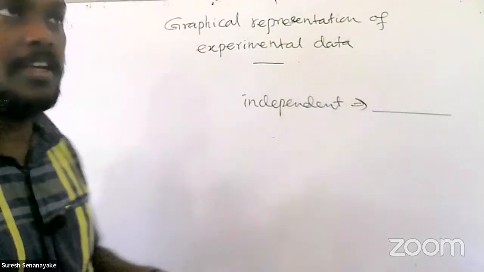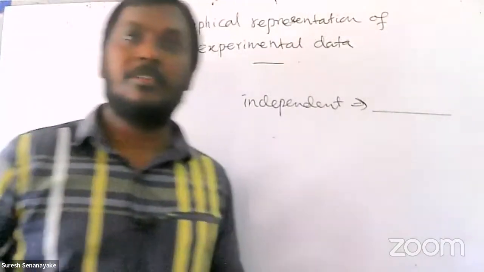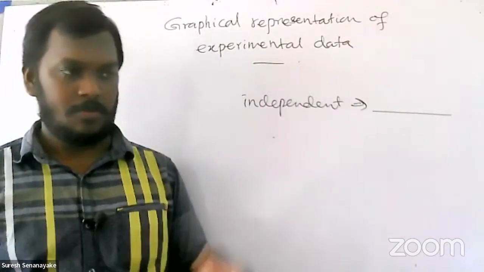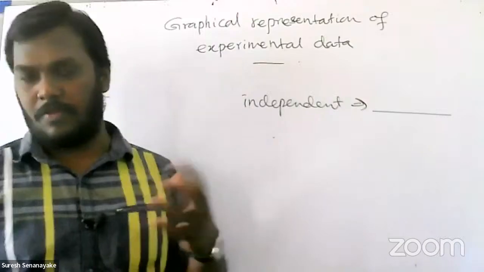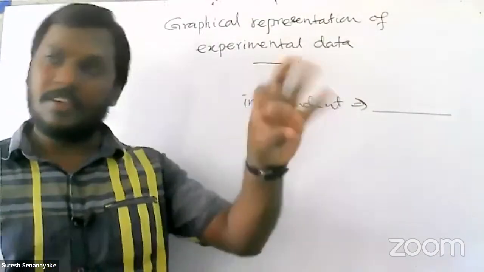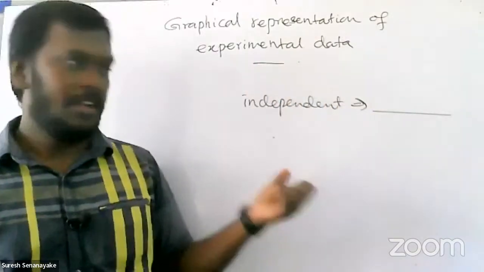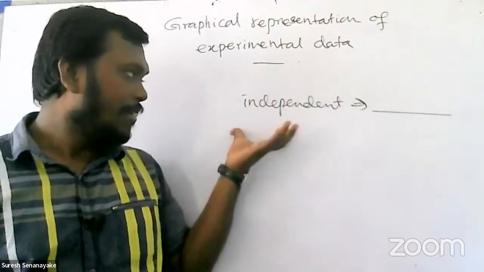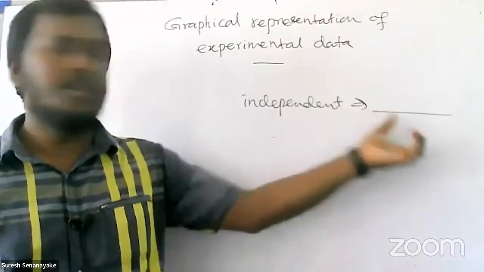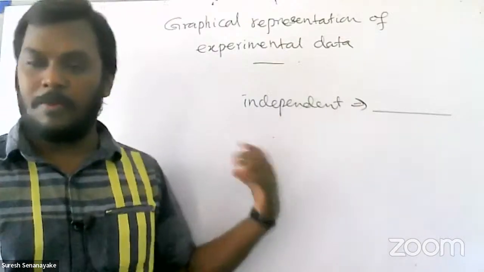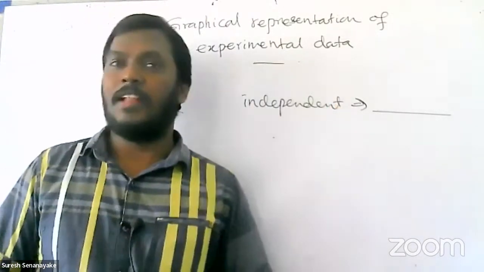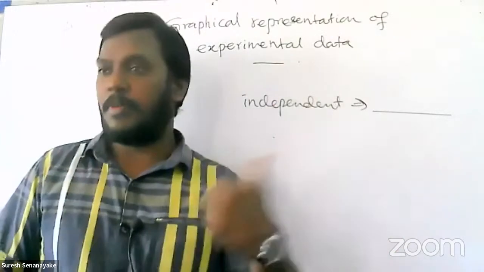As an example, let's say I want to measure the pressure with the temperature, right? The temperature will change. We will change the temperature by heating, and then the pressure will automatically change with it. So the independent variable is the one we change, which is the temperature. So the temperature is the independent variable in that case, and the pressure is the dependent variable.